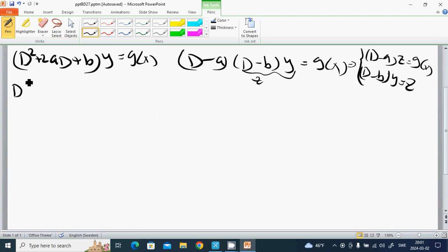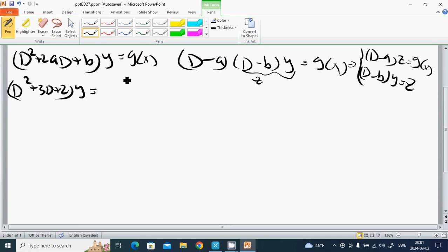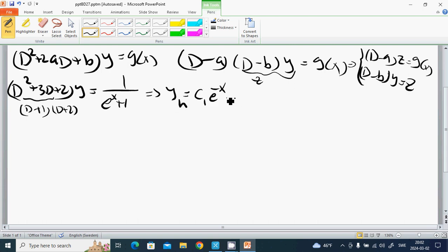Example: (D² + 3D + 2)y equals 1/(e^x + 1), and this one is (D + 1)(D + 2), and y_h equals c₁e^(-x) plus c₂e^(-2x). And for a particular solution, we are going to have (D + 1)z equals 1/(e^x + 1), and (D + 2)y equals z.